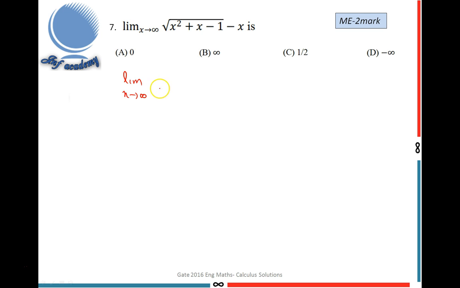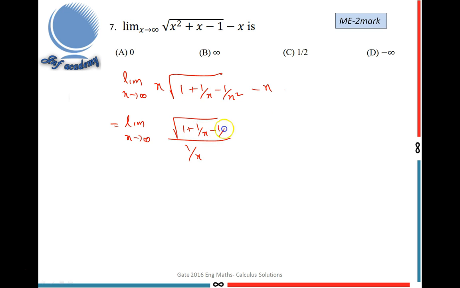Root of x square, so the highest power x comes outside, and root of 1 plus 1 by x minus 1 by x square, minus x. Limit x tends to infinity. Here x is also common, so take it outside, and write it in the denominator as 1 by x: root of 1 plus 1 by x minus 1 by x square. I substitute the limit, and 1 by x and 1 by x square values are 0. So finally I get 0 by 0 form.